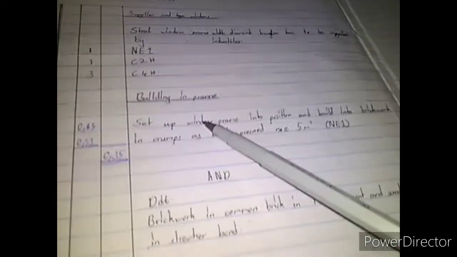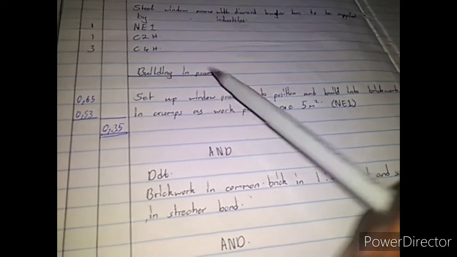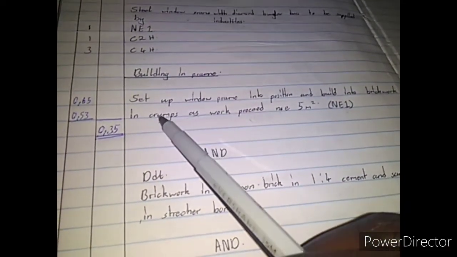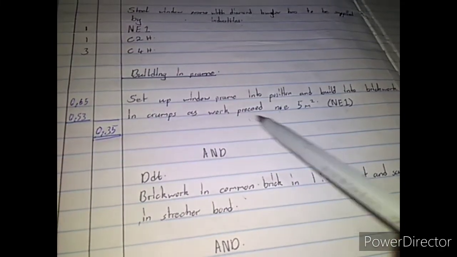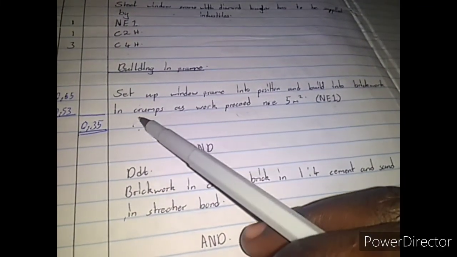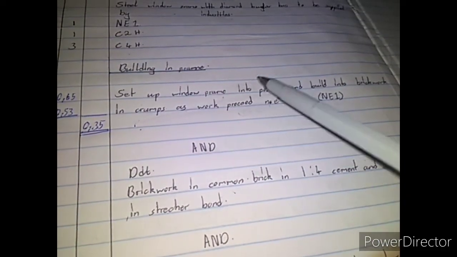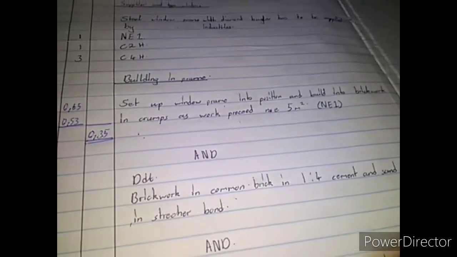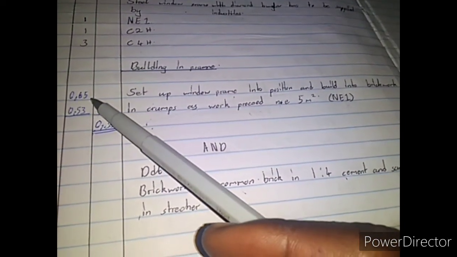So move on to building in frame. The building in frame description reads: set up window frame into position and build into brickwork in crumbs as work proceeds, not exceeding 5 square meters. That's for NE1. So it's 0.65 by 0.53, which gives us 0.35.